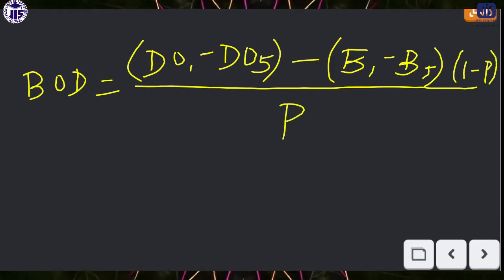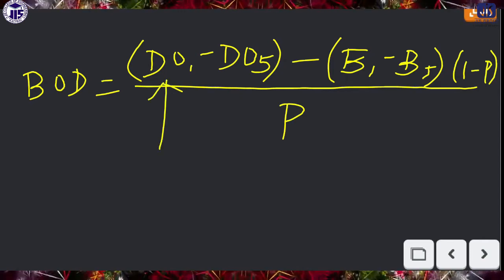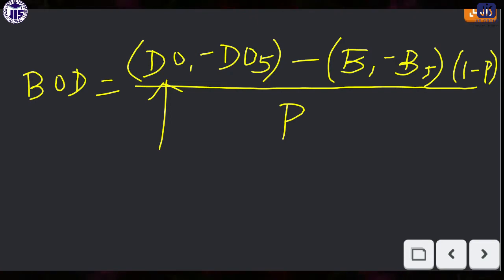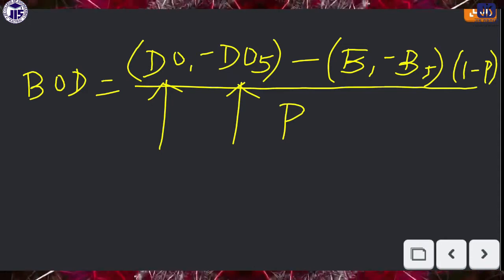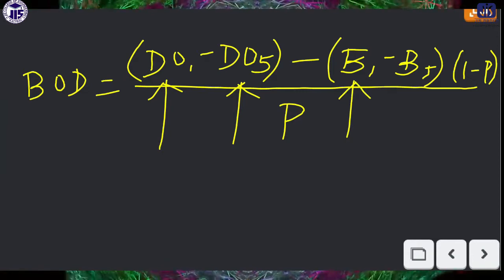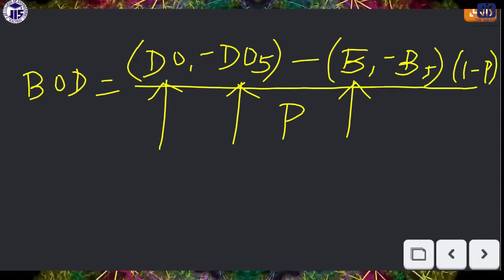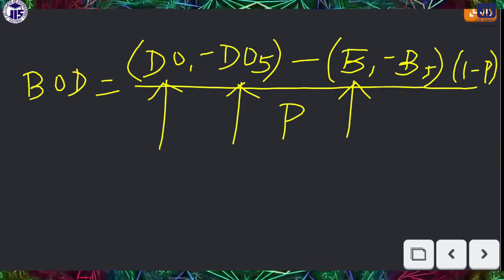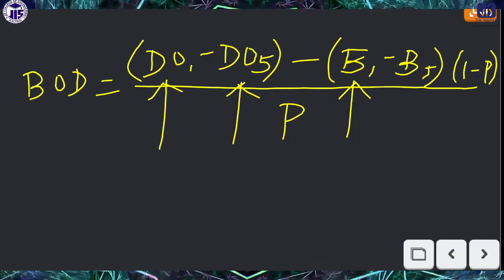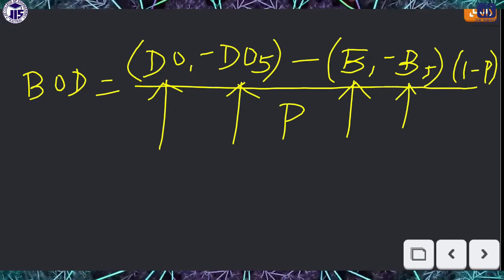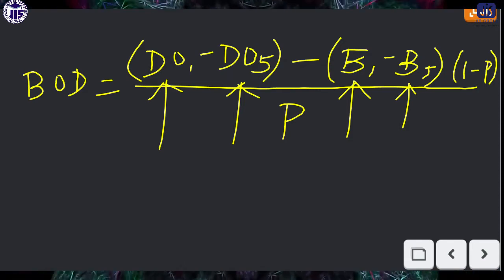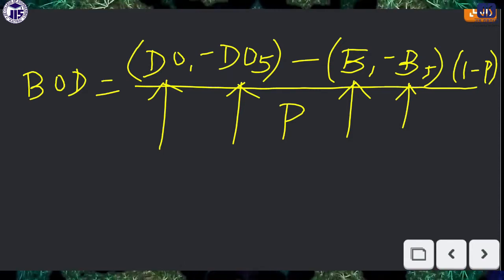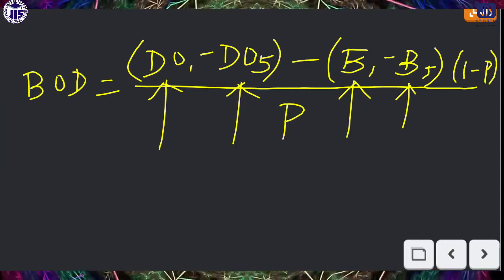Now I explain all these terms. DOI is, like the previous case, the initial DO of diluted wastewater. DO5 means the DO after 5 days. B1 is the initial DO of seeded dilution water. And B5 is the DO in seeded dilution water after 5 days. And P you know already, it is the dilution factor, which I discussed in the previous case.